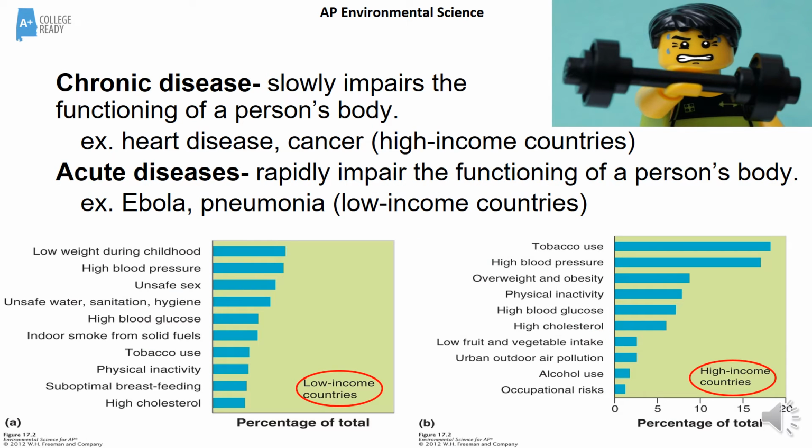Chronic diseases slowly impair the functioning of a person's body, an example being heart disease or cancer. Whereas acute diseases rapidly impair the functioning of a person's body, an example would be Ebola. Top risk factors in low-income countries leading to chronic diseases are linked to poverty, such as unsafe drinking water, poor sanitation, and malnutrition. Malnourished children are more likely to succumb to pneumonia or diarrhea. Risk factors in high-income countries include tobacco, less active lifestyles, poor nutrition, overeating, high blood pressure, and obesity.